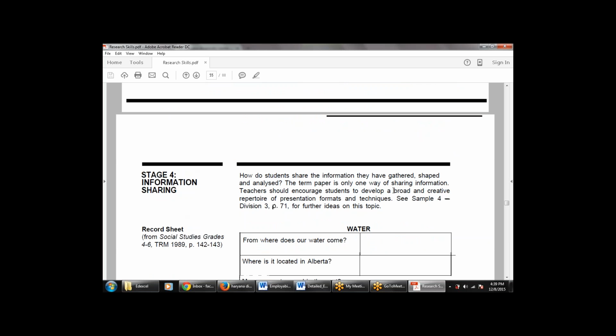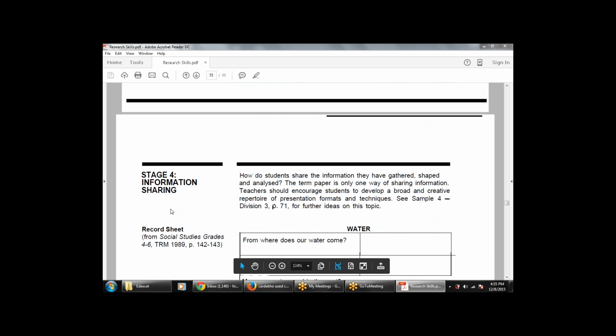Now next is information sharing. That is the next stage. That is how we can share the information, or how we can put it practically. So how do students share the information that they have gathered, shaped and analyzed? That is the first question. That is how students will share whatever information they have gathered, shaped and analyzed. How they share the information is the main part.